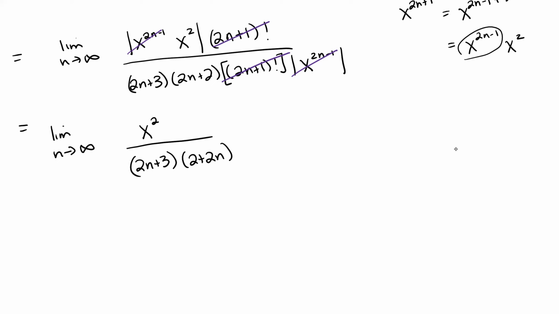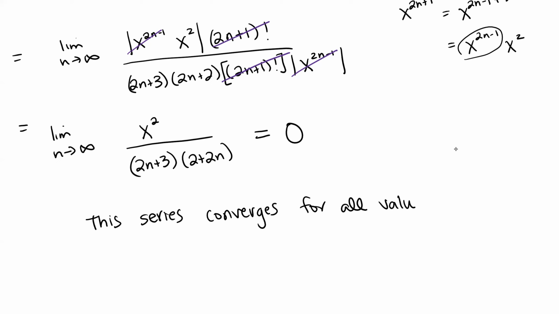Now when we send n to infinity, we are making the denominator grow without bound. So this entire fraction will go to 0. So since this goes to 0, that means that the ratio test says that this series will converge for all values of x. So since this series will converge for all values of x, that means that our radius of convergence is infinite.